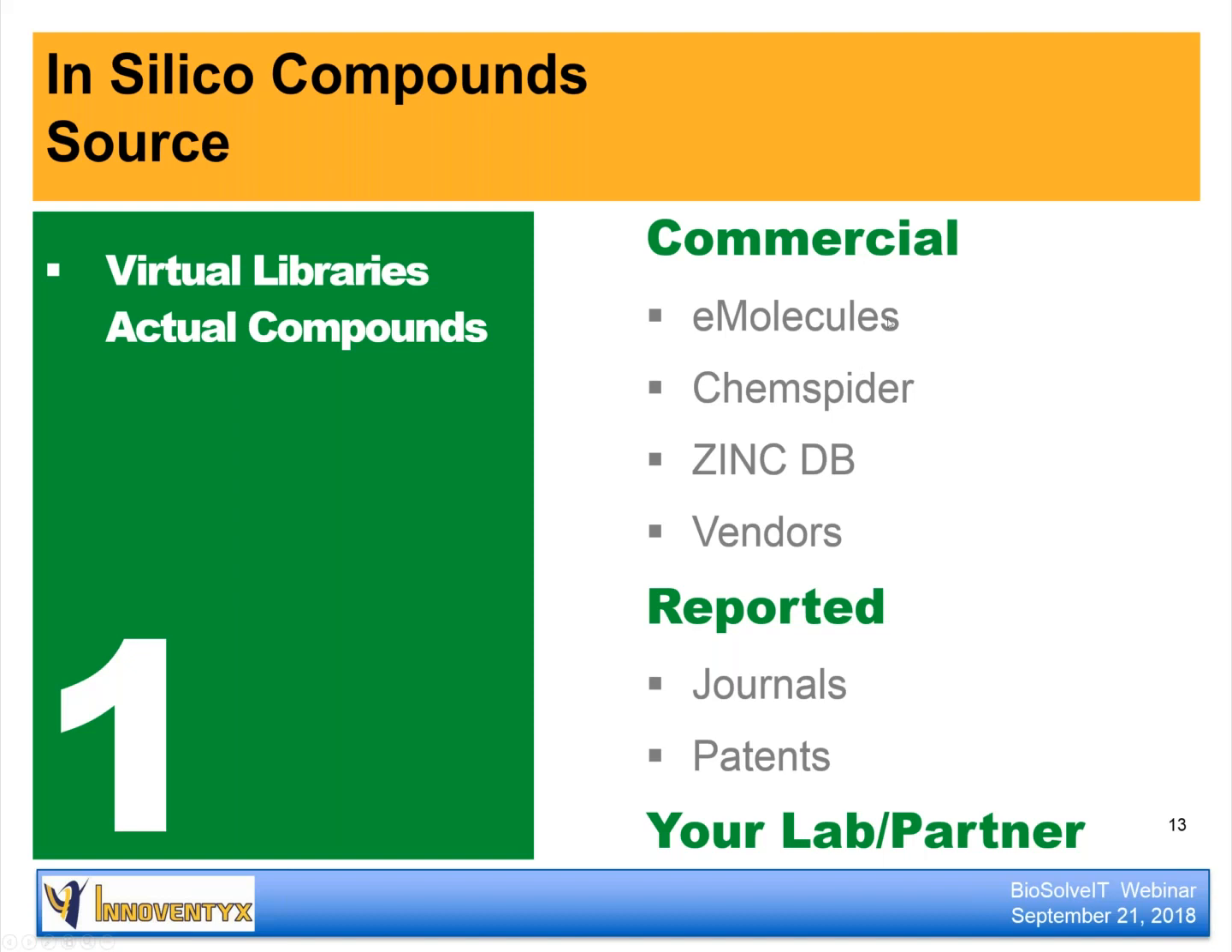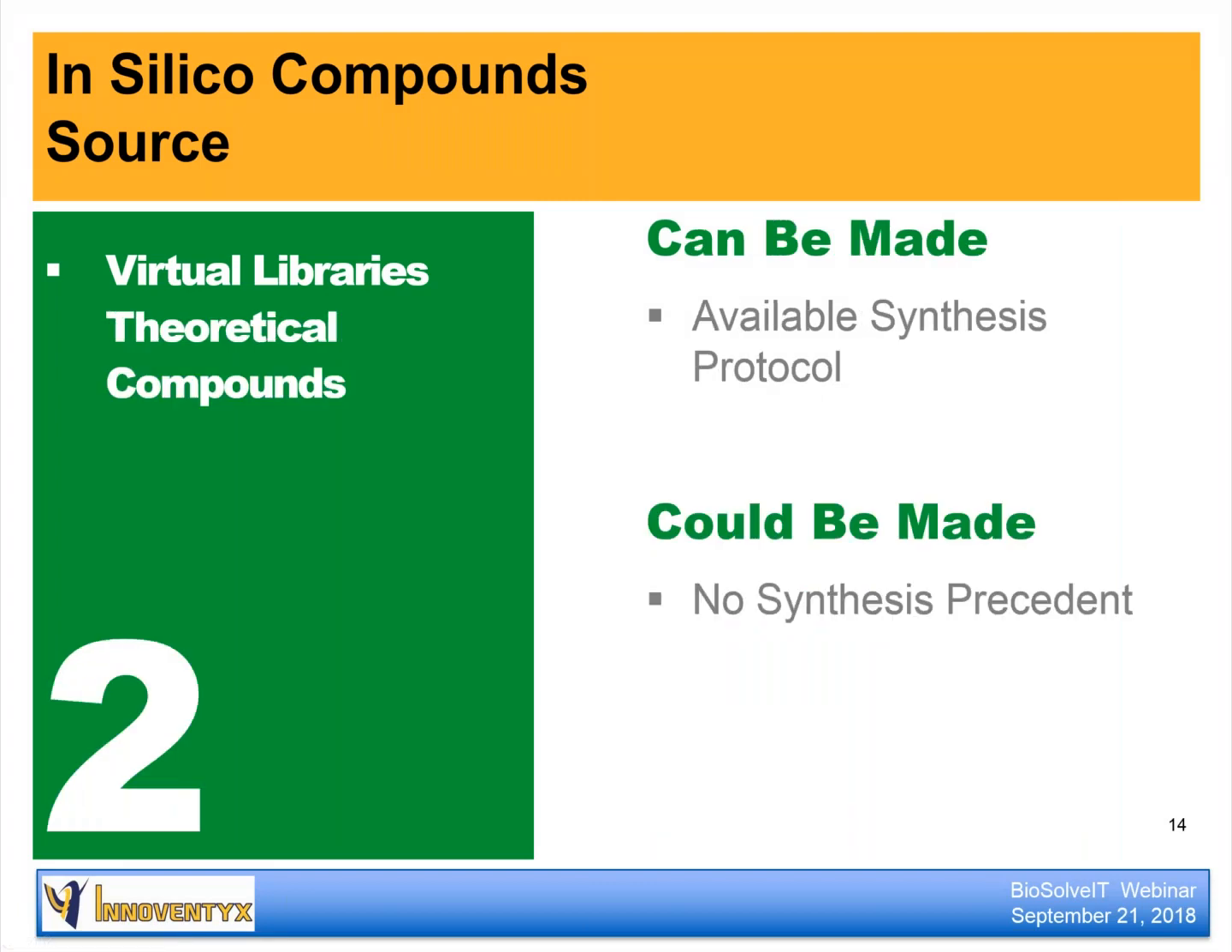And if they're commercial, there are very good sources of commercially available compound entities. And of course, you can go to the vendors directly too. And when we report them, we can get them from scientific publications or patents. And as I mentioned, whether you have them or someone else has those compounds.